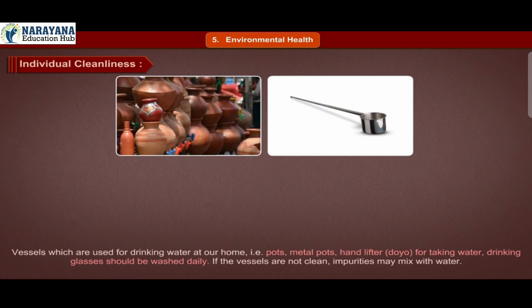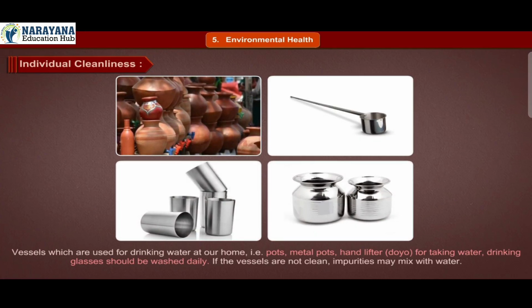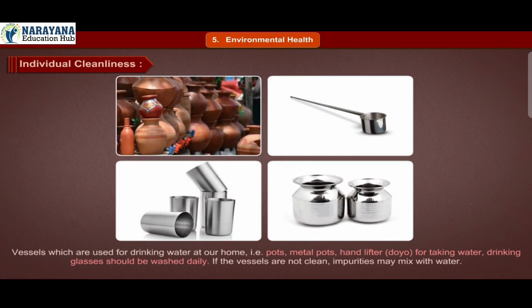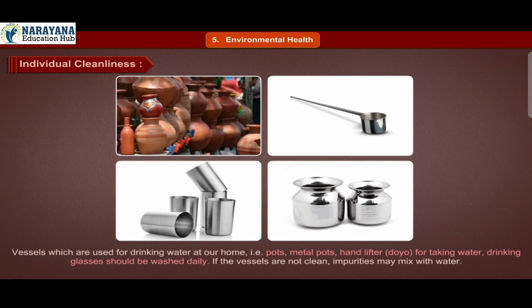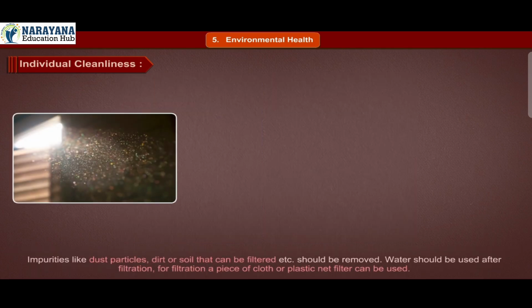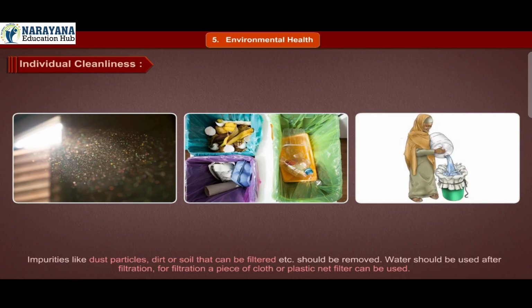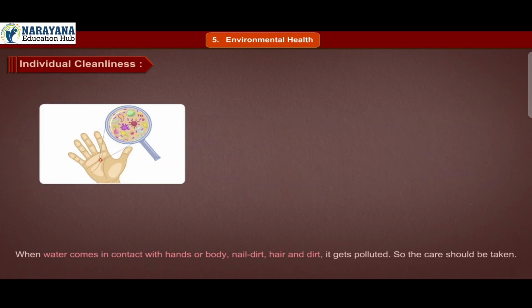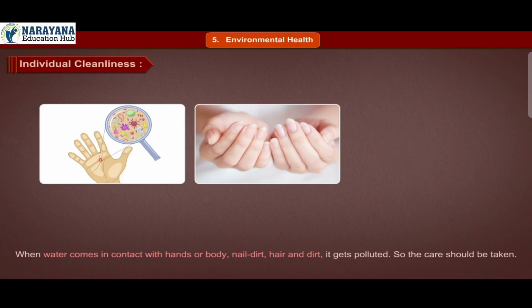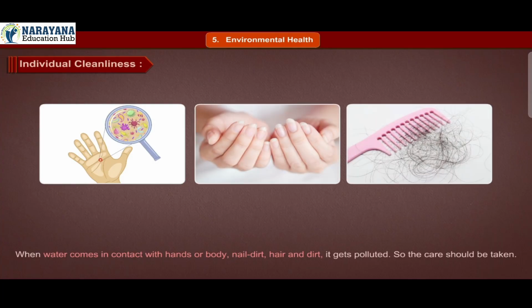Vessels which are used for drinking water at our home, that is, pots, metal pots, hand lifters, meaning a small dipper for taking water, and drinking glasses should be washed daily. If the vessels are not clean, impurities may mix with water. Impurities like dust particles, dirt or soil that can be filtered, etc. should be removed. Water should be used after filtration. For filtration, a piece of cloth or a plastic net filter can be used. When water comes in contact with hands or body, nail dirt, hair and dirt, it gets polluted. So care should be taken.